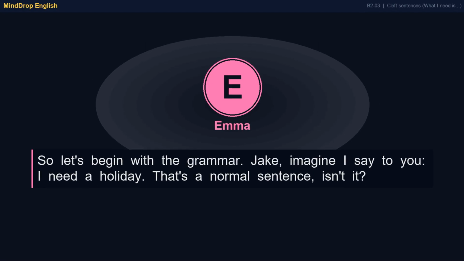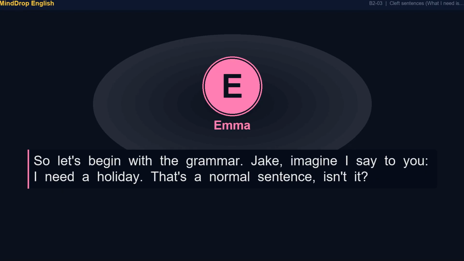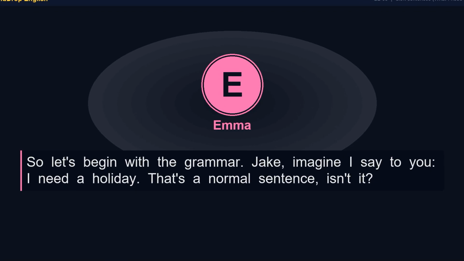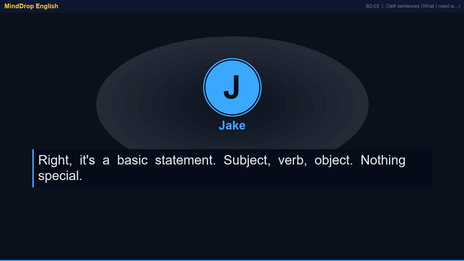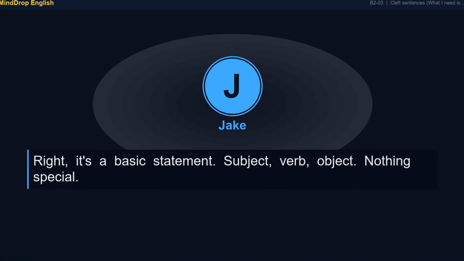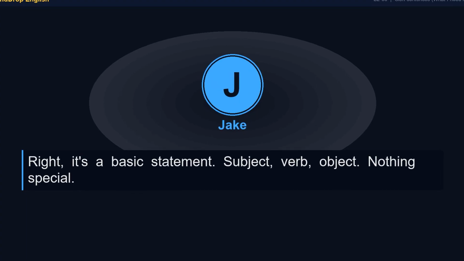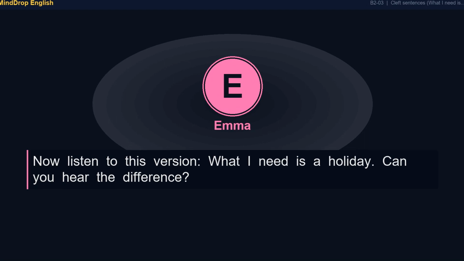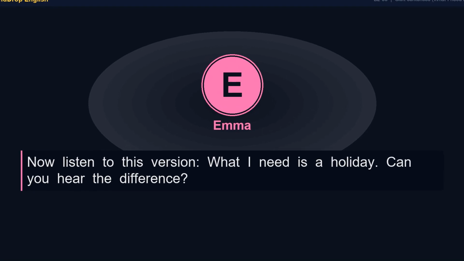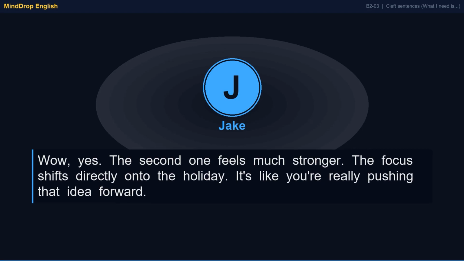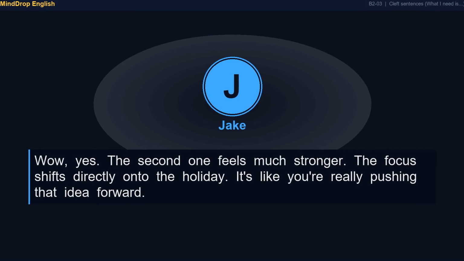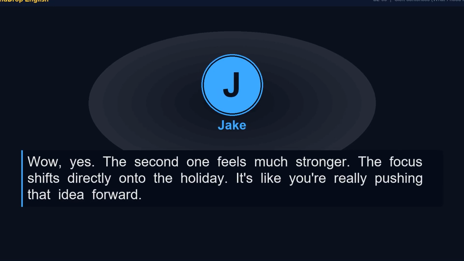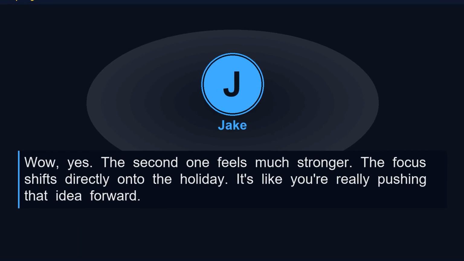So let's begin with the grammar. Jake, imagine I say to you, I need a holiday. That's a normal sentence, isn't it? Right, it's a basic statement. Subject, verb, object. Nothing special. Now listen to this version. What I need is a holiday. Can you hear the difference? Wow, yes. The second one feels much stronger. The focus shifts directly onto the holiday. It's like you're really pushing that idea forward.